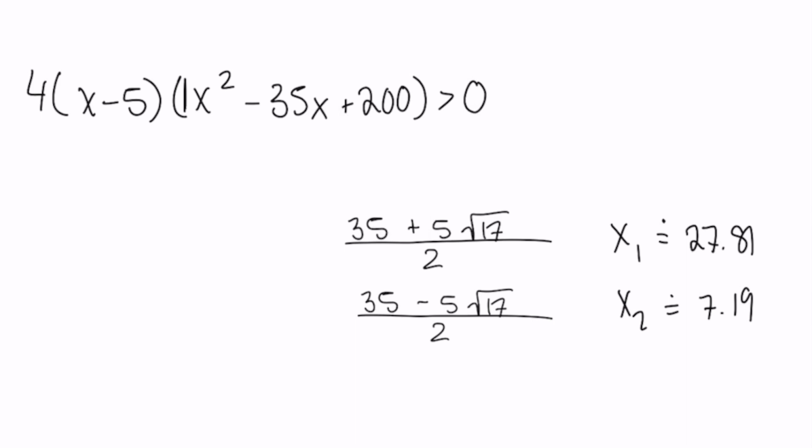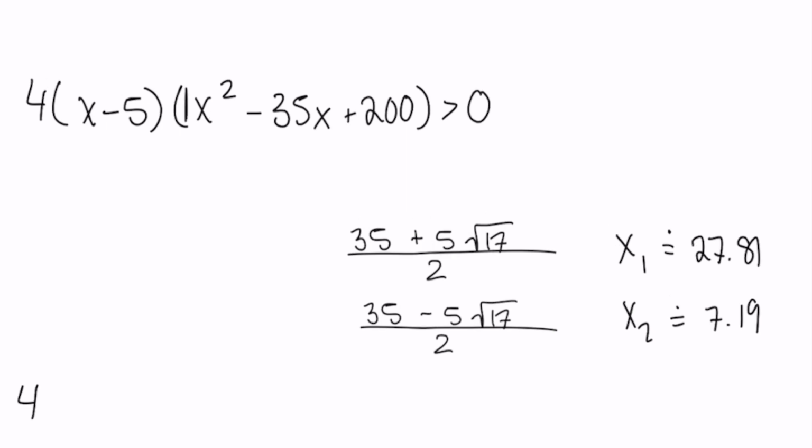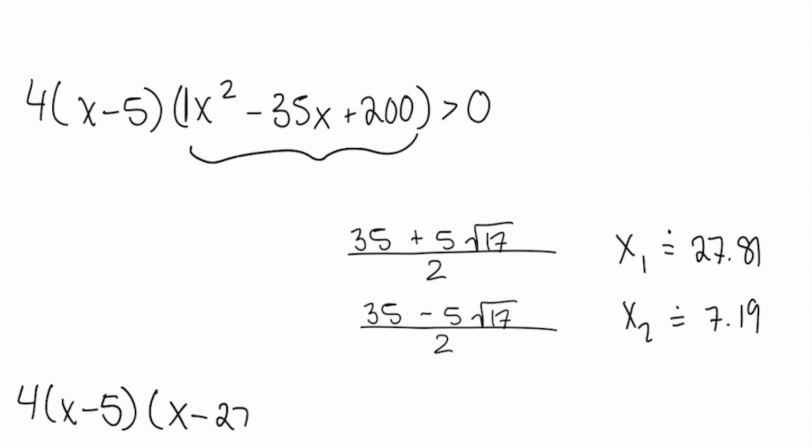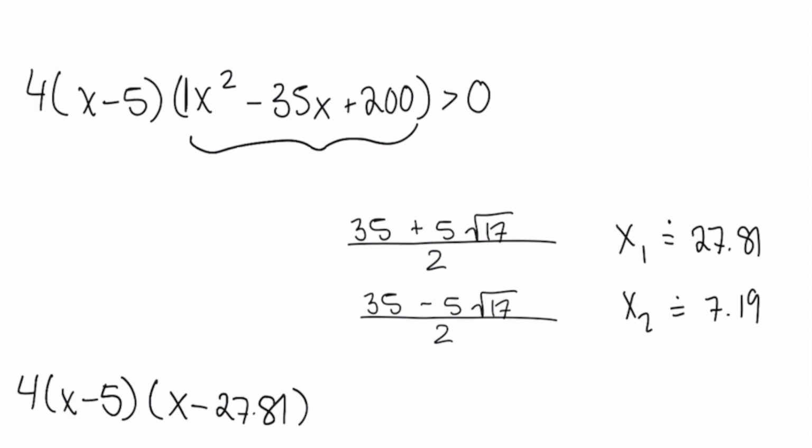So what we're going to do now is rewrite this in its newly factored form, and I'm going to use the approximate values, but right next to them I put the exact values, so you could use either one. So now we're going to have 4 times x minus 5, and we're going to rewrite this part in factored form with our newfound factors. So we're going to have x minus 27.81, and we're going to have x minus 7.19, and this is all greater than 0.